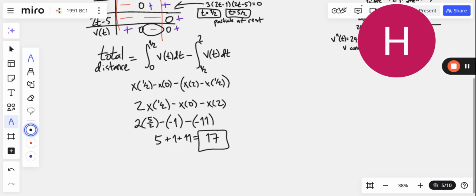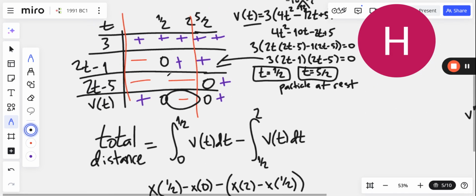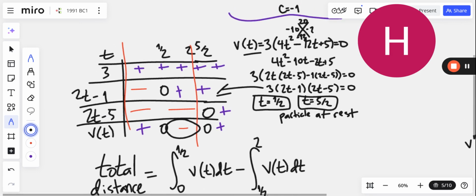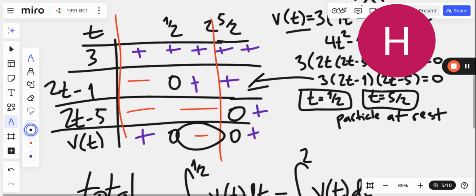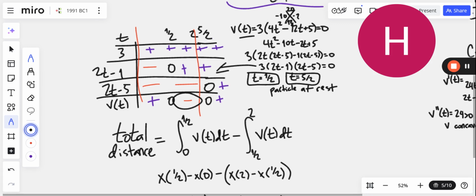Fascinating. So these total distance problems all come down to how quickly can you determine which regions are negative velocity and which regions are positive velocity. That way you can account for that when you take the integral. You cannot take the integral of the velocity without checking if it's negative at some portion. Otherwise, you're not going to get the total distance. You're just going to get the net change, the displacement.